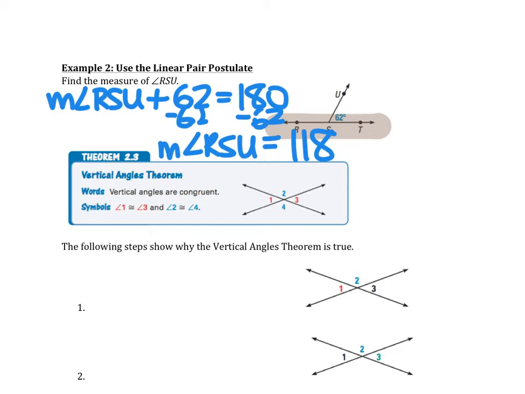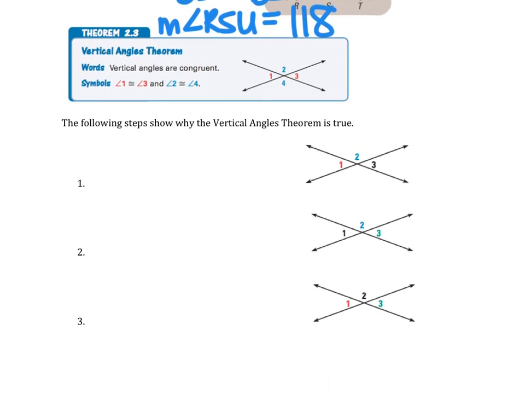Okay, so now we're going to look at vertical angles. Vertical angles are congruent. We're going to do a little proof here. I don't expect you to be able to write this out, but this is just to show you why it's true. I'm going to start out with angles 1 and 2 are a linear pair, right? They're side by side, they form a straight line.